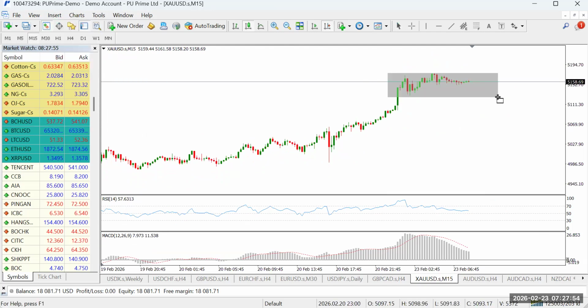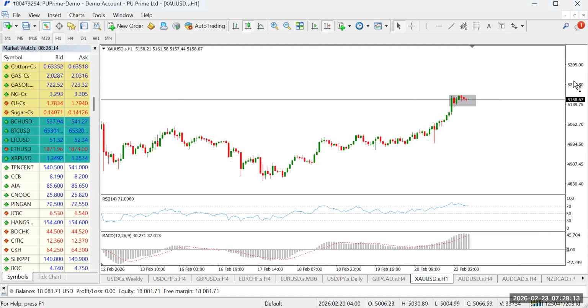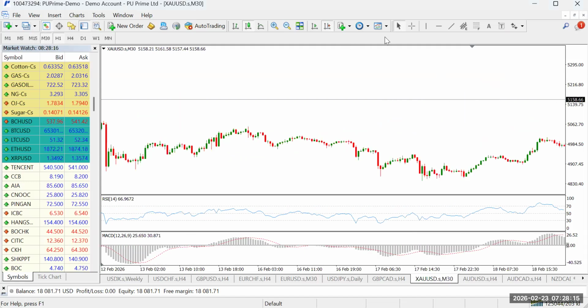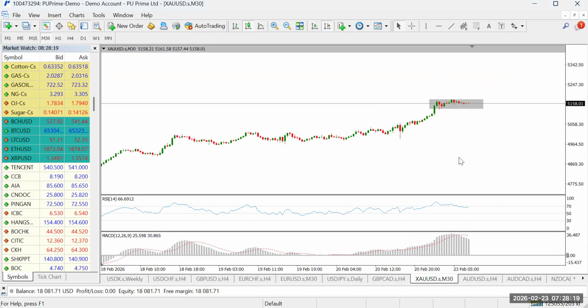Currently, on the 15 minutes, we can see that price is in a range. So you want to wait for a breakout, a retest, and a continuation. That's what I advise. It still applies on the 30 minutes: a breakout, a retest, a continuation.